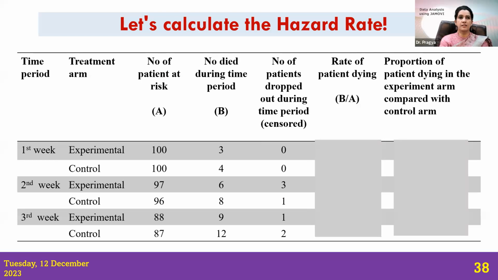Now again, it is the same. You can see here that this is the first week, and in this time period we have calculated any outcome. So let's say it is a risk of death in the two groups, like experimental and control group.